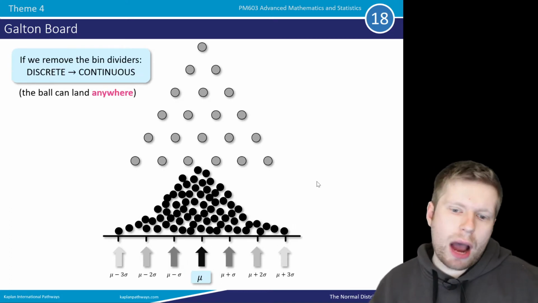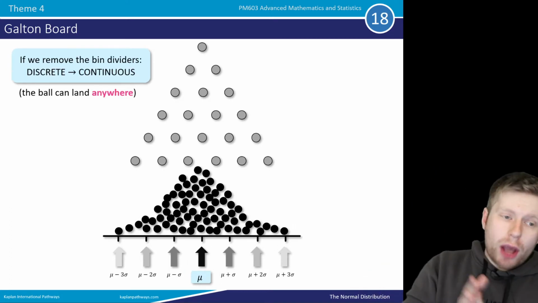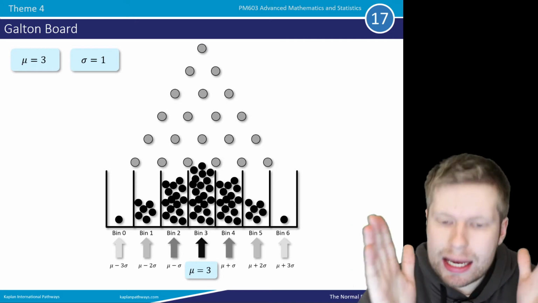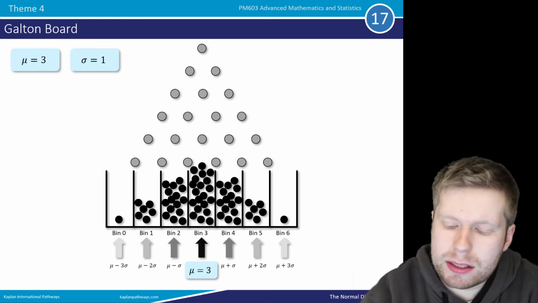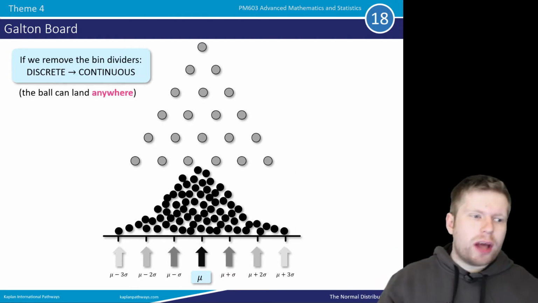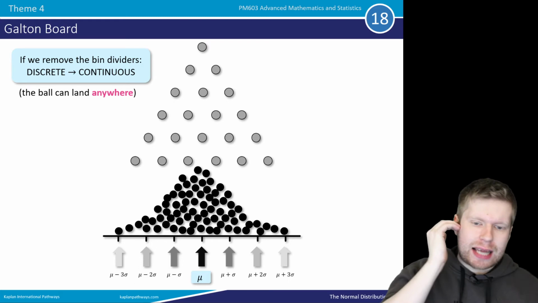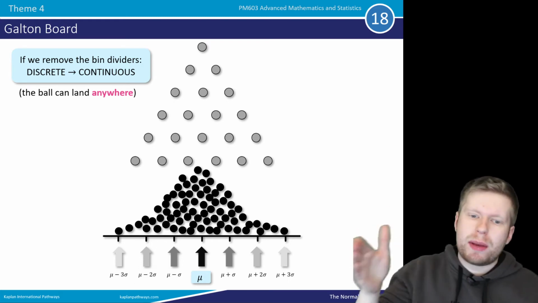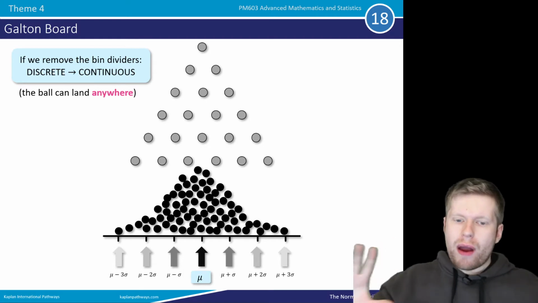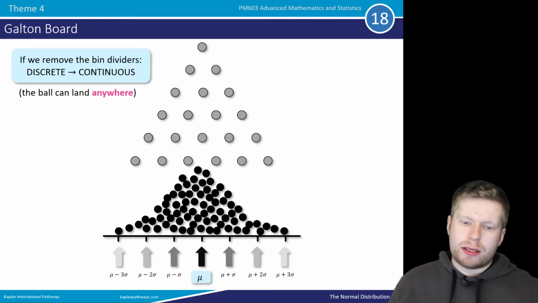Now, the question is, how can we make this continuous? Well, the answer is very simple. We basically say, well, if it's a discrete case, it can only end up in set bins, so just remove those bins and then you've got a continuous case. In other words, the ball bearing doesn't end up in discrete bins. Instead, it ends up anywhere it likes. So we remove all of the bin dividers, okay?